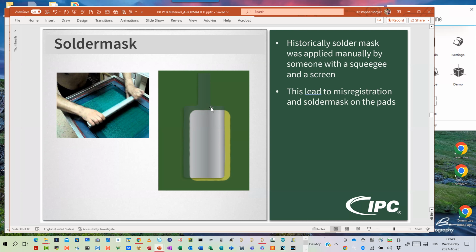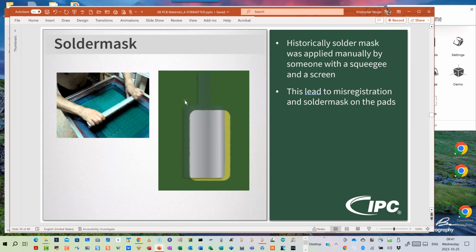Again, there are allowances in IPC, especially in the 6012, the fabrication standard, that tells the fabricator how much they're allowed to misregister and still consider it a good board. If you require 100% of your pad open, you need to document that on your paperwork, as well as have that available to the fabricator.